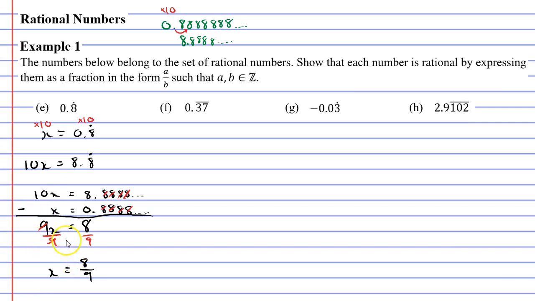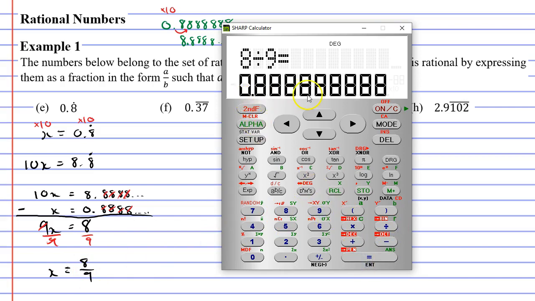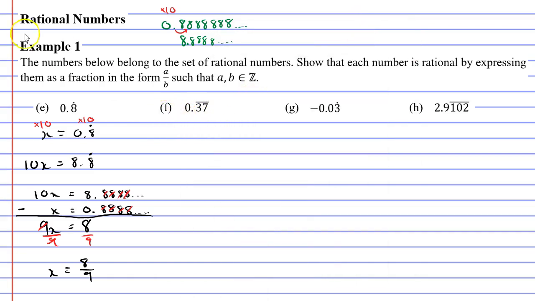So I've answered question E. I've converted this repeating decimal to a fraction. But I would like to check it. Is 8 over 9 the same as 0.8 repeater? Well, I just need to divide it. 8 divide 9 is 0.8 repeater. Excellent. All right, let's now move on to question F.